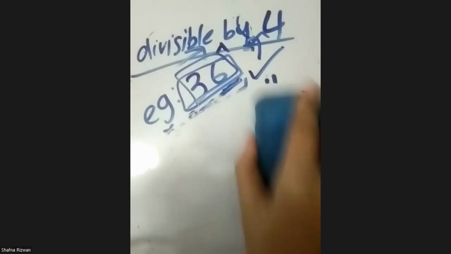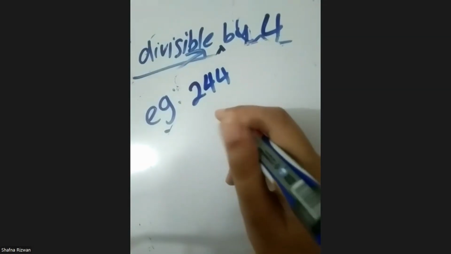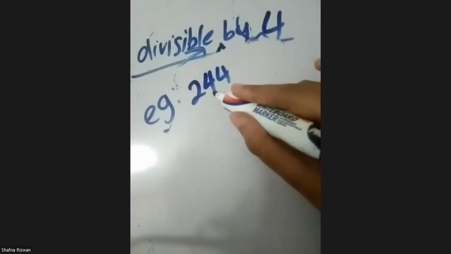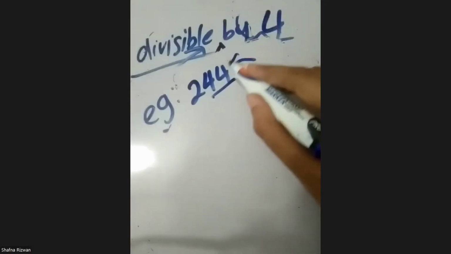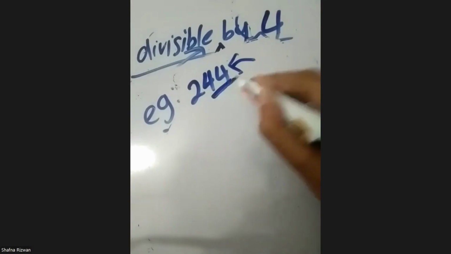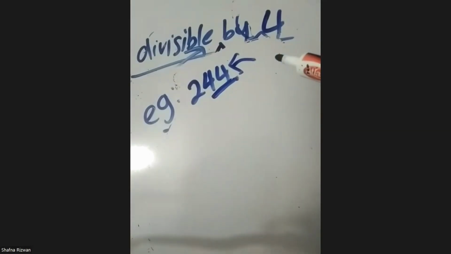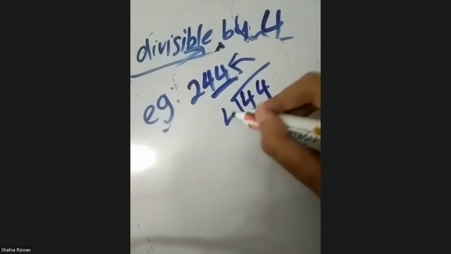Now let's do another question. Okay, let's take a big one. Now I'm taking 244. So when I'm taking 244, what are the last two digits that you have? 4 and 4. So now to see whether this number is divisible by 4, you have to see whether the last two digits are divisible by 4 or not. So if you take 44, let's divide it by 4 and see.